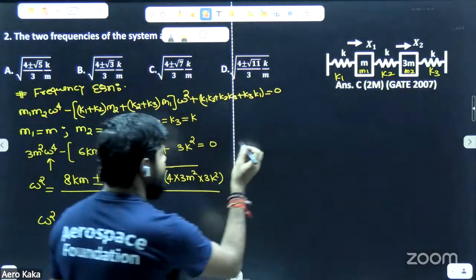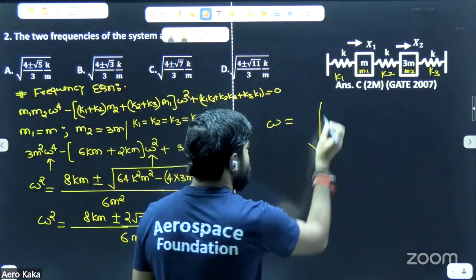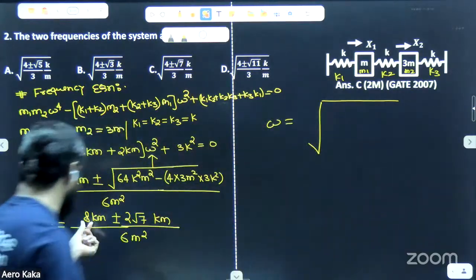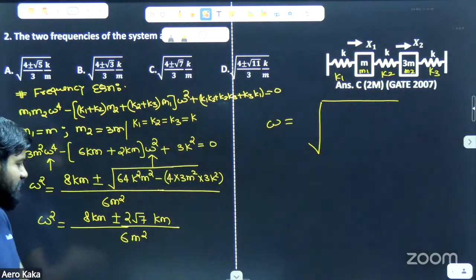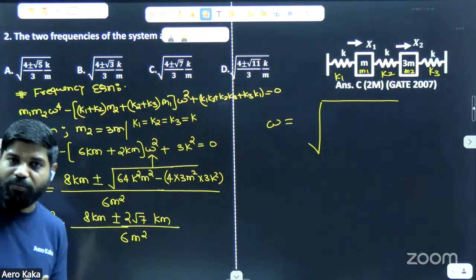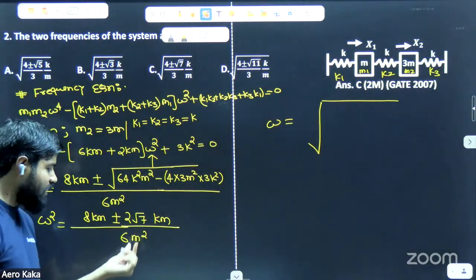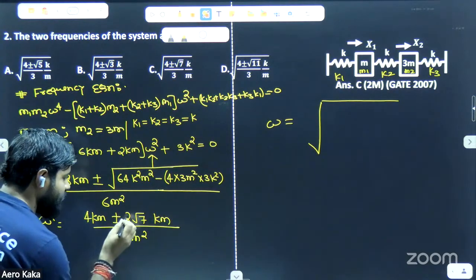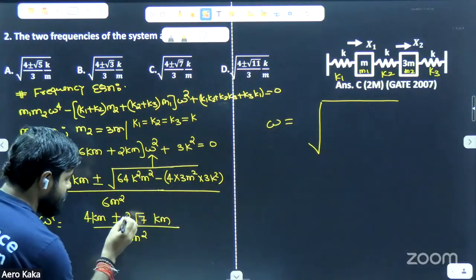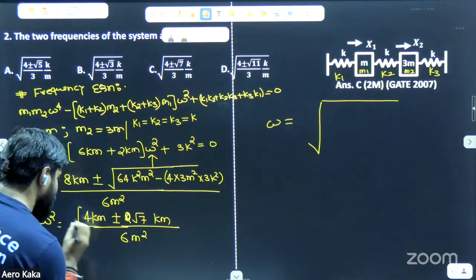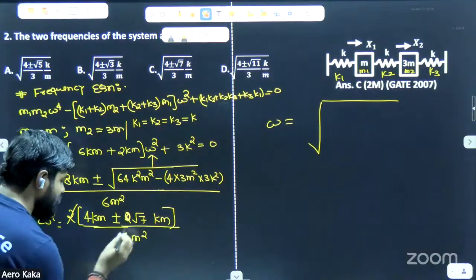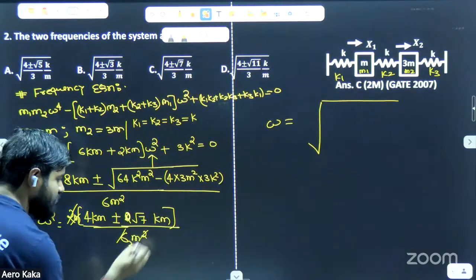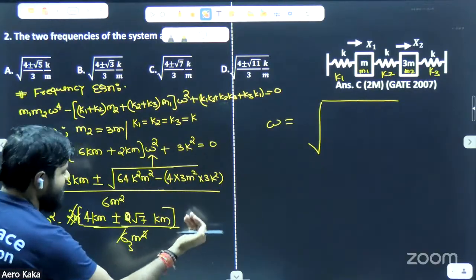Or I can write here omega is equal to root of how much? See, this is 8. This is 2. This is 6. You can take 2 as common, and this 2 and 2 get cancelled. Means the next step I can write here: that's 4 km. And here I can write 2. So 2 3s are 6. Or you can take 2m as common. So m and this power is gone. Okay, let me write one more step.